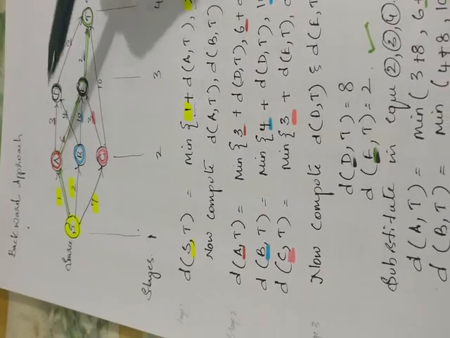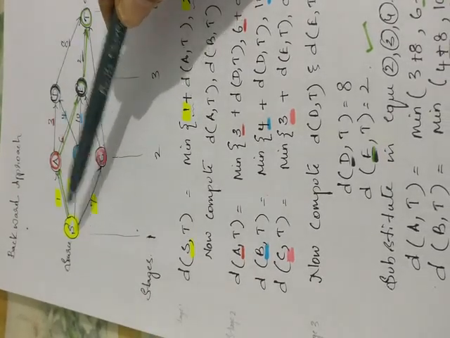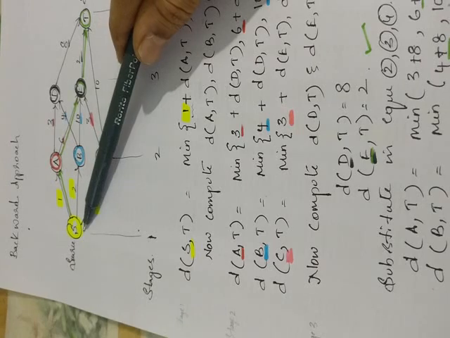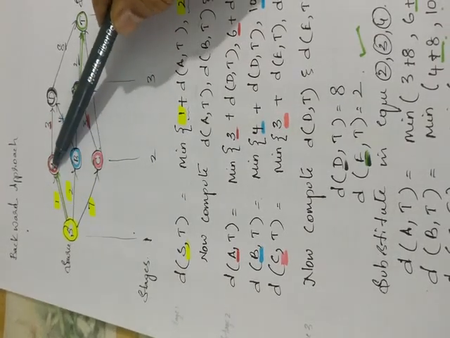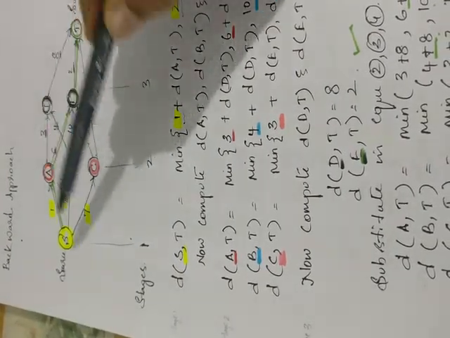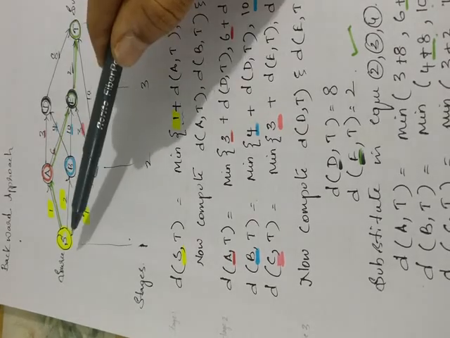Now you all tell me, from A to T, how did we do it in the previous session? First we took from the source, that is 1 plus A to T, 2 plus B to T, 7 plus C to T.